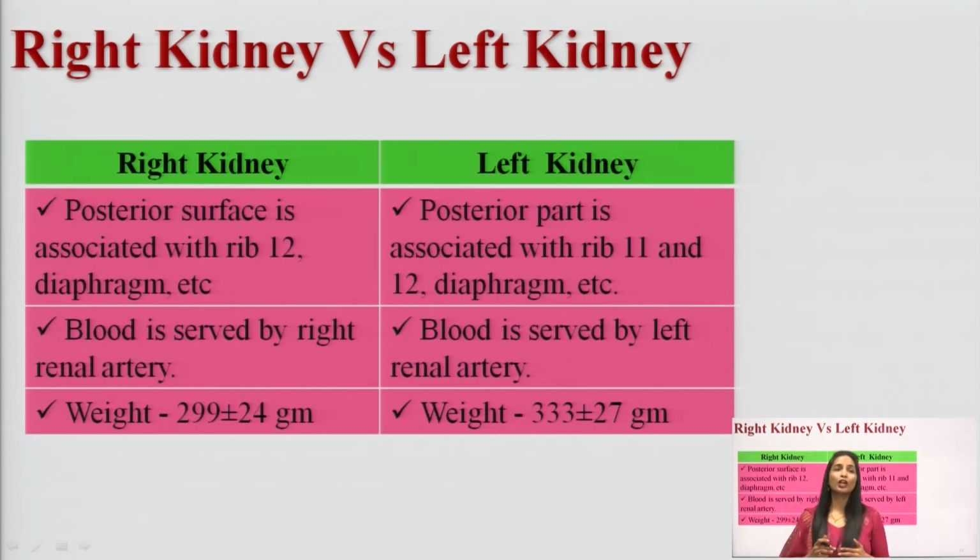Okay. And if I am talking about the posterior surface of the right kidney, it is associated with rib 12 and the diaphragm, and if I am talking about the left kidney's posterior surface, it is associated with rib 12, rib 11, the diaphragm, etc.